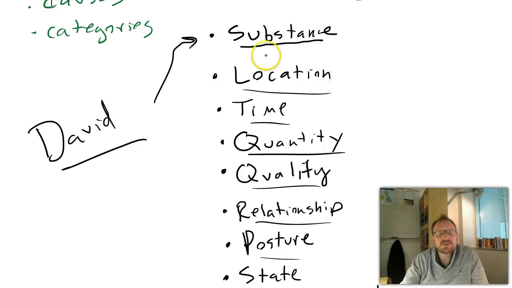We talk about it in terms of its location. It's located in Florence. We talk about it in terms of its time. It was created in the 15th century. Its quantity, there's only one of them. In its quality, it's considered one of the most valuable marble statues in all the world, so it's a very high quality. We can talk about its relationship.